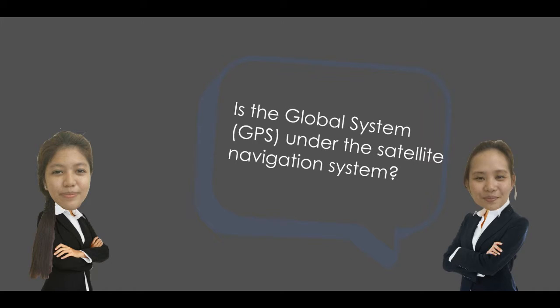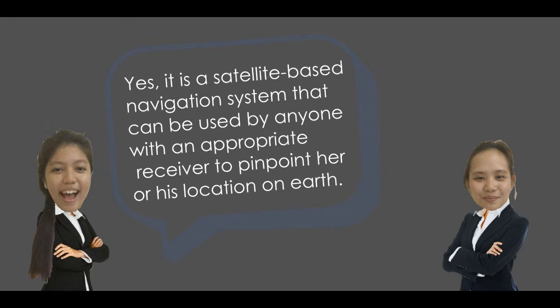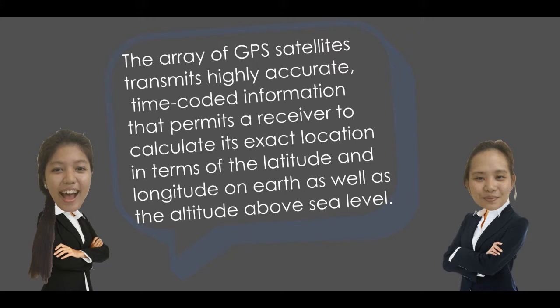Is GPS, or Global Positioning System, related with satellite navigation systems? Yes, it is a satellite-based navigation system that can be used by anyone with an appropriate receiver to pinpoint her or his location on Earth. The array of GPS satellites transmits highly accurate, time-coded information that permits a receiver to calculate its exact location in terms of the latitude and longitude on Earth as well as the altitude above sea level.